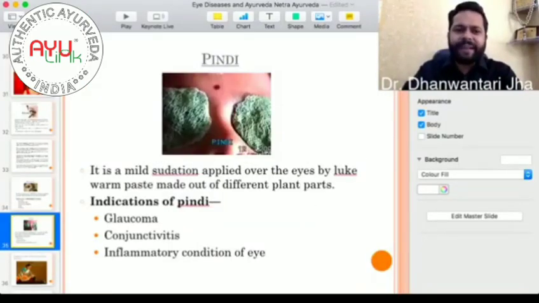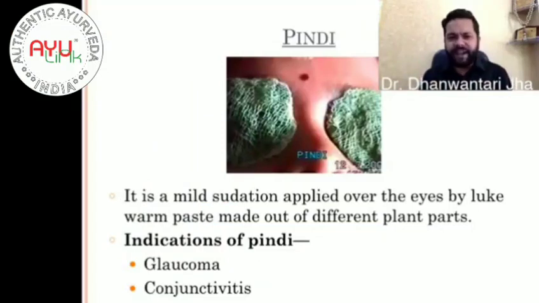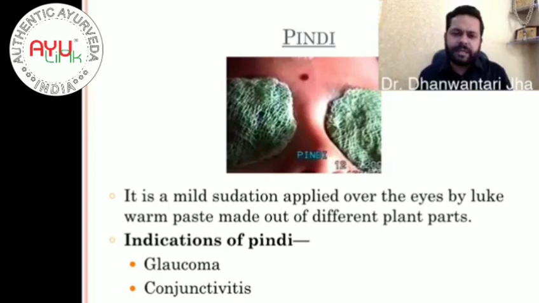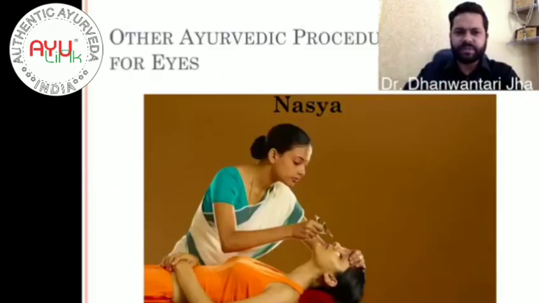Then we have Pindi, which is a form of modified Bidalaka, because almost the same herbs used for Bidalaka are also used for Pindi. Pindi is basically about making the herbs into a paste and then applying it on a cloth. So it is not directly applied to the eyes, but through a medium. We use this usually in conditions like glaucoma, conjunctivitis, and many inflammatory eye conditions.